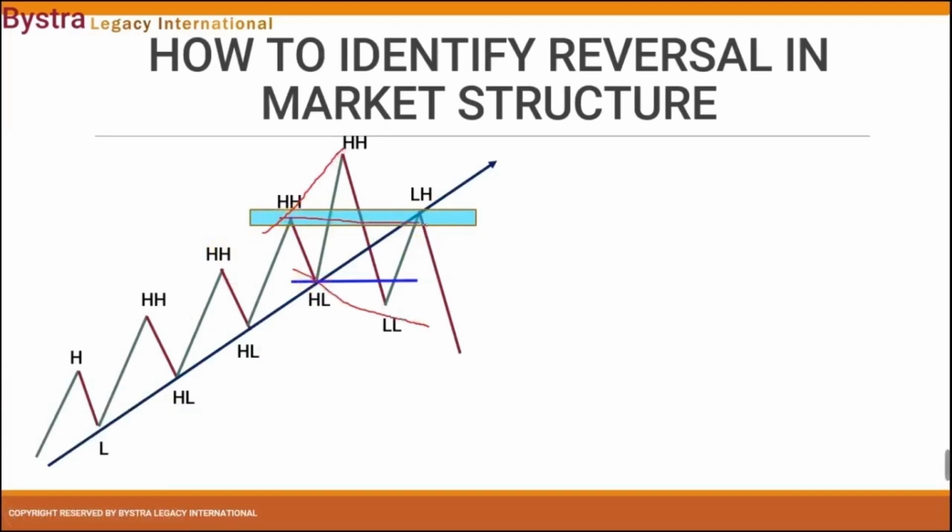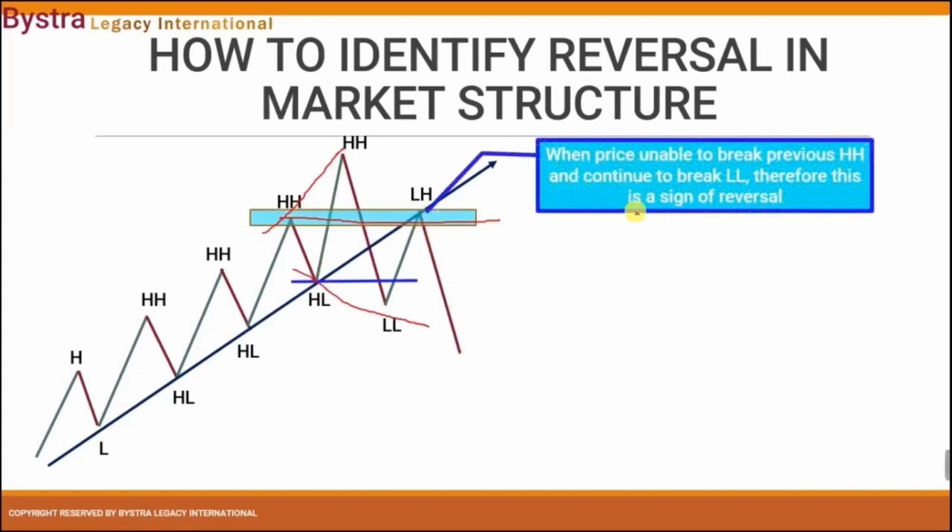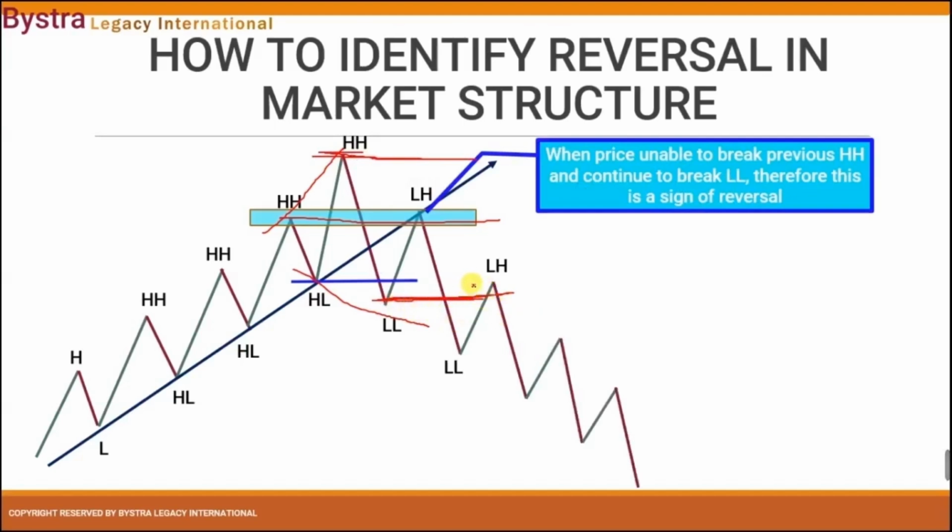So we enter at the left shoulder and price will go back down. So when the price is unable to break the previous higher high and continues to break this lower low, therefore this is a sign of reversal. Now let's look at when the price is moving in a downtrend. In a downtrend, remember the structure, price will create lower high, lower low, lower high, lower low, lower high, lower low. So same thing as well.